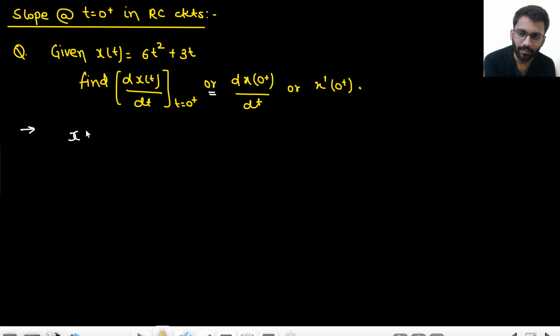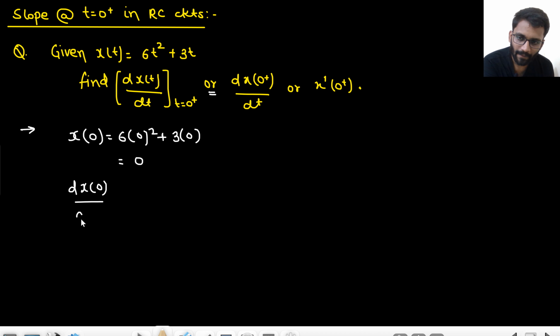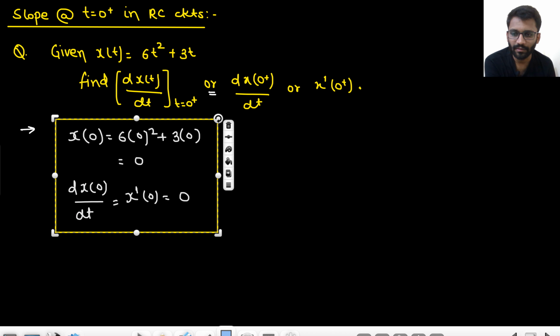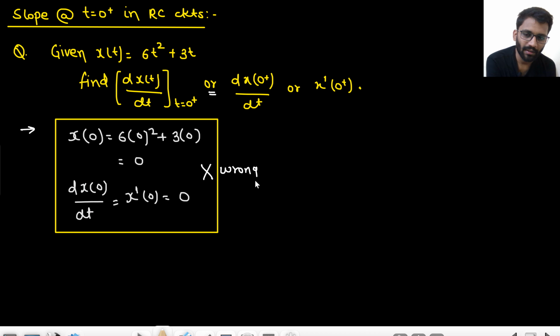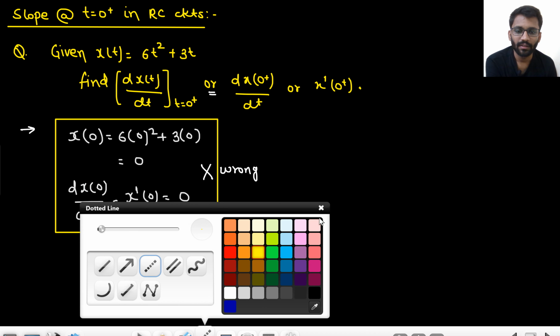What I am doing, I'm putting t equals 0. So x(0) will be 6 into 0 squared plus 3 into 0, so that would be 0. Now I am differentiating it, and differentiation of 0 will be 0. So is this analysis correct? This is wrong. Okay. So what should be the approach?